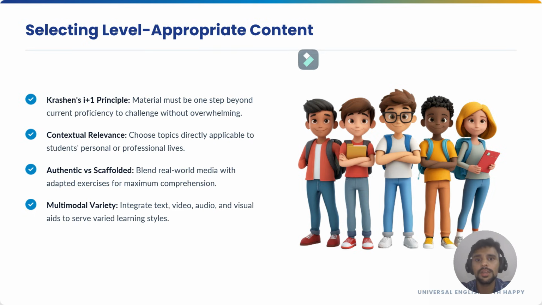Rule number 3 is finding the right balance between authentic and scaffolded materials. Authentic materials such as real news broadcasts, podcasts, or restaurant menus show real English in action. However, raw authentic content can overwhelm lower level learners. The solution is scaffolding. Add pre-reading vocabulary glossaries. Break audio into 30-second clips or provide comprehension guides.